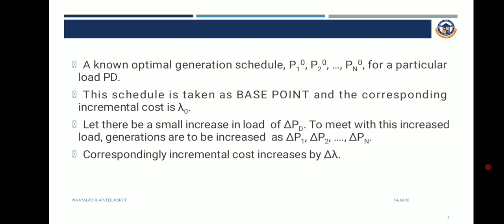Let there be a small increase in the load, del PD. To meet the increased load, generation ought to be increased as del P1, del P2 and so on up to del Pn. A small change in power, increase or decrease, will be reflected in all generating station units from 1 to n. These changes will give the change in incremental cost, represented by del lambda.